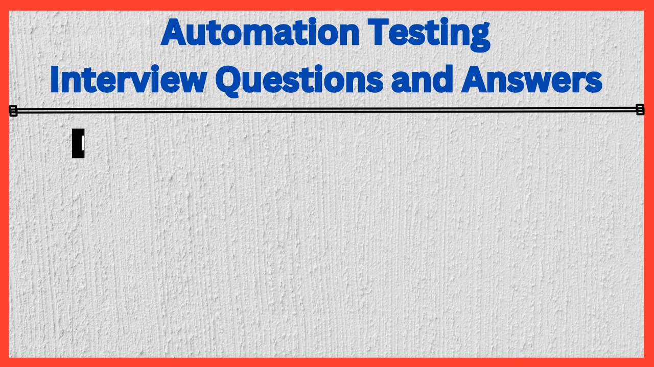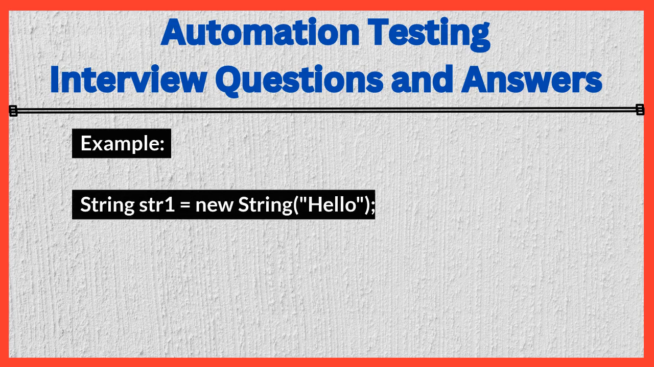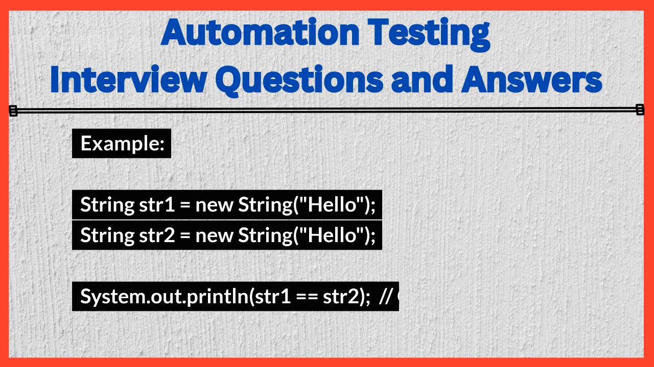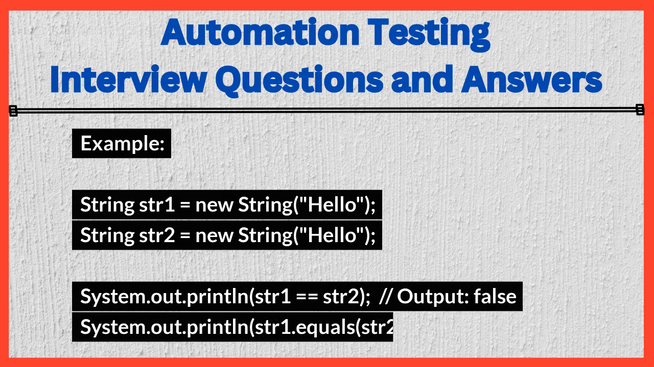Example: String str1 = new String("hello"); String str2 = new String("hello"); System.out.println(str1 == str2); // Output: false. System.out.println(str1.equals(str2)); // Output: true.